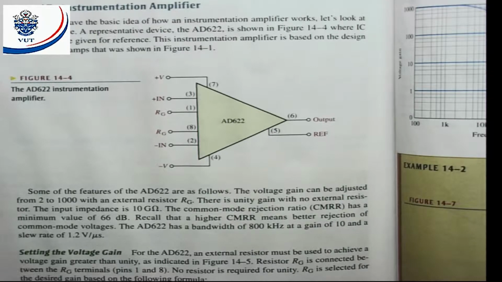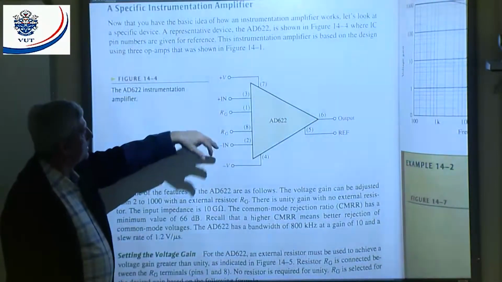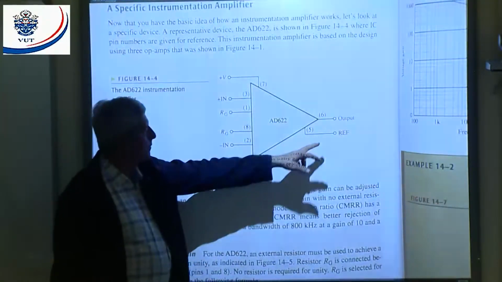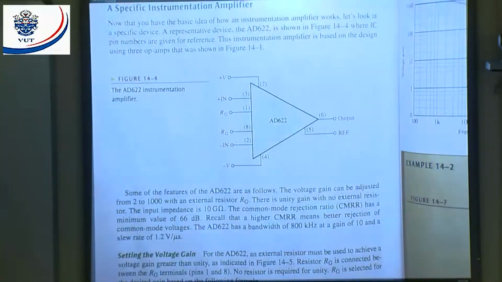They say now you have a basic idea how an instrumentation amplifier works. Let's look at a specific device. A representative device, the AD622, is shown in figure 14.4, where the IC pins are given for reference. The instrumentation amplifier is based on the design using 3 op amps that was shown in figure 14.1. All right. You can see here, there is my one input, my other input, my gain setting resistance, my positive supply, my negative supply, my output, and my reference.